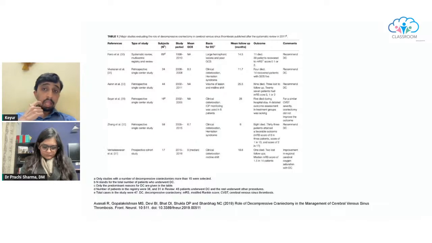So there is a recommendation of doing a decompressive craniectomy, but at the same time, because of the ICU management and the medical management, these patients are surviving the significant complications of the surgery, and they do not succumb.